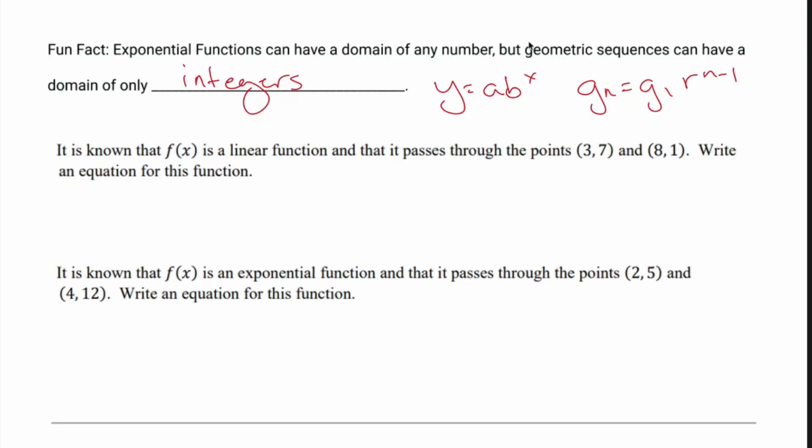You can plug in 1.5. If I say, like, I could plug in 0.5, b to the 1/2 is the same thing as square root of b. It's not pretty, but it's going to be accurate. It's going to be doable. So you can do it.